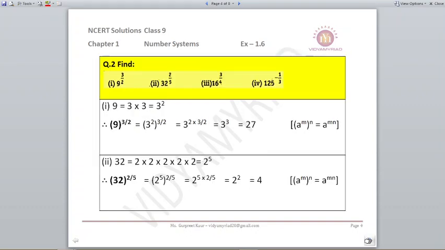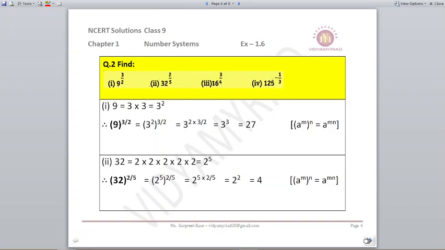Question number 2. Find first part, 9 raised to power 3 by 2. So what is 9? 9 is 3 square, 3 into 3 is 9. So replace it. So 3 square into 3 by 2, 2 gets cancelled. It becomes 3 cube. 3 cube is 27.